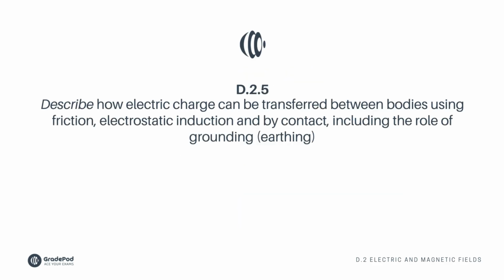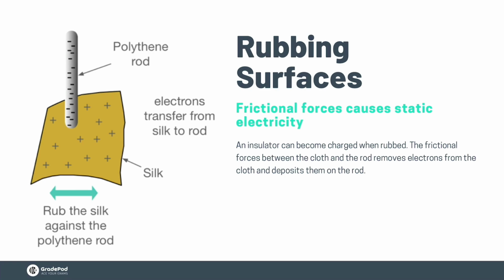We're now going to look at something called static electricity. We're going to look at its effect in everyday life and how it's produced. So when we rub a surface, and we have 2 objects here, a polythene rod and a cloth of silk, when we rub those 2 together, what happens is frictional forces start coming into play. And those frictional forces between the cloth and the rod remove the electrons from the silk. And because those electrons can freely move, they move onto the polythene rod.